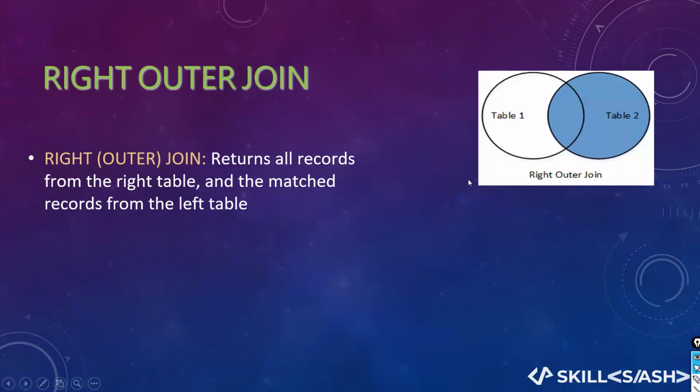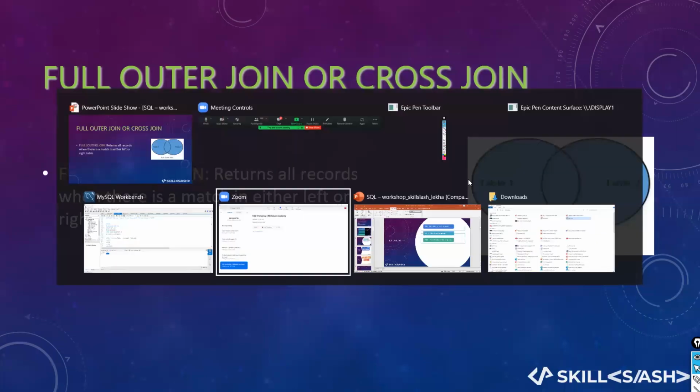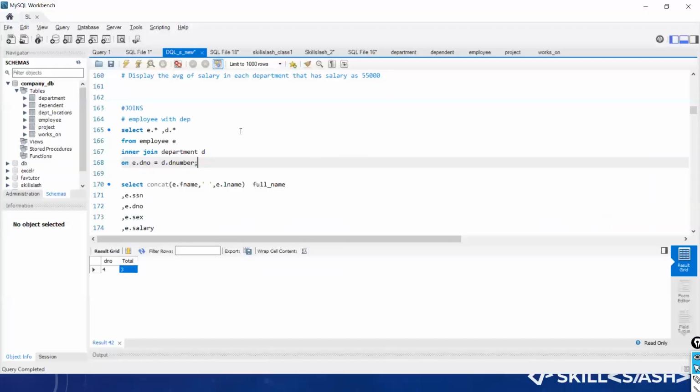Then next up we have the full outer join. So what is this full outer join? It just returns all the records, both the ones that have a match in both tables as well as everything else. You're printing out everything. Guys, we are short on time, so we'll quickly go through the code for that.